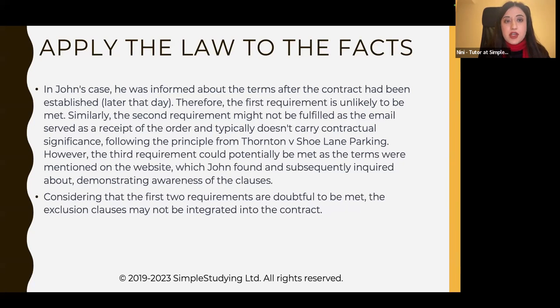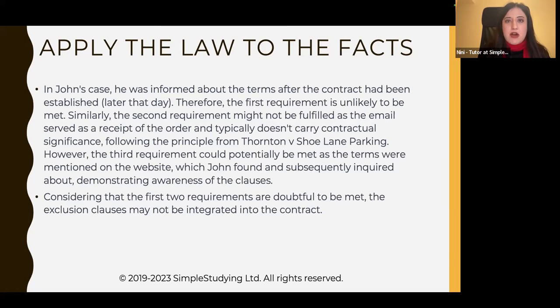In John's case, he was informed about the terms after the contract had been established later that day. Therefore, the first requirement is unlikely to be satisfied because he was informed later. Similarly, the second requirement might not be fulfilled because the existence of the terms and conditions was in the email receipt. And we have a case, Thornton versus Shoe Lane Parking, where it was argued that a receipt is not a document with contractual effect. Therefore, relying on that case, we could argue that this email was a receipt of his order. Therefore, it cannot count as a contractual document.